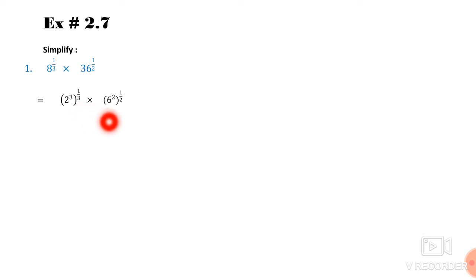Multiply 36. Factors of 36 will be 6 square, or you can write it as 2 square multiplied by 3 square. And the whole exponent of 1/2 is written as it is. Now we will apply the law of exponent. When we have an exponent over an exponent, we will simply multiply the exponents. So the exponents will be multiplied with each other. This 3 and this 3 will be cancelled out. This 2 and this 2 will be cancelled out. And we are left with only 2 exponent 1 multiplied by 6 exponent 1. Multiply both of them. We will get 12.